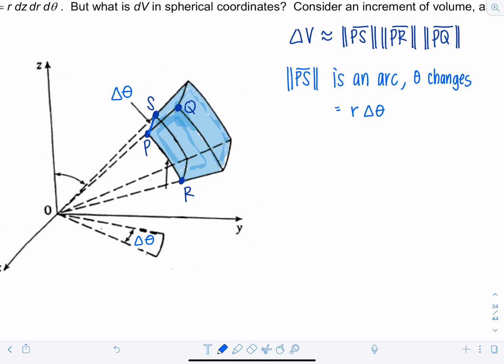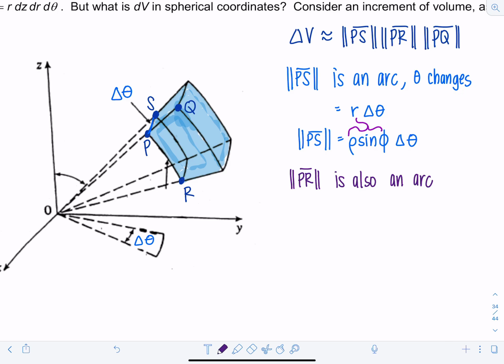Good, but remember we're trying to work in spherical. So magnitude of PS, instead of R, I'm going to write rho sine phi delta theta. Okay, so this R is my rho sine phi. Okay, that one's done. Let's move on to the next arc. The next arc is PR, so magnitude of PR. That is also an arc. What is it dependent on?